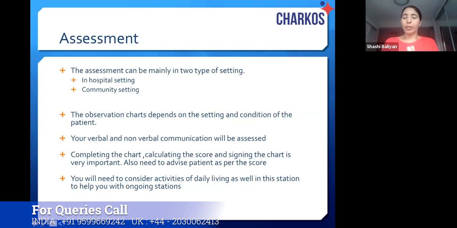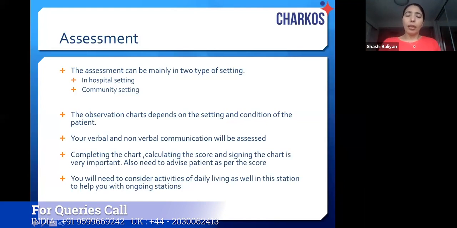Now, when you are doing assessment, as I've already said, your verbal and non-verbal communication is going to be assessed. So communication is very, very important, as important as how you are doing the observation. In the 15 minutes, you will have to complete the chart, calculate the score and do the signing. Also, you will need to advise the patient that this is the score which has come, and according to this score, this is how we are going to observe you.